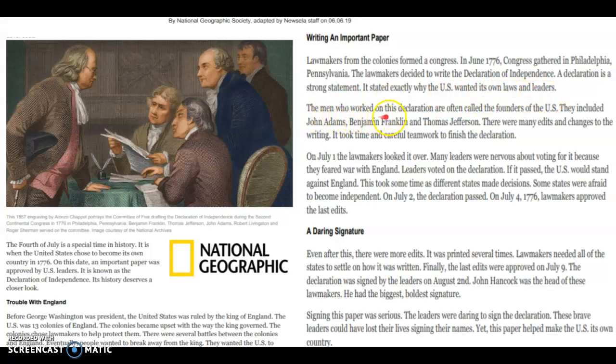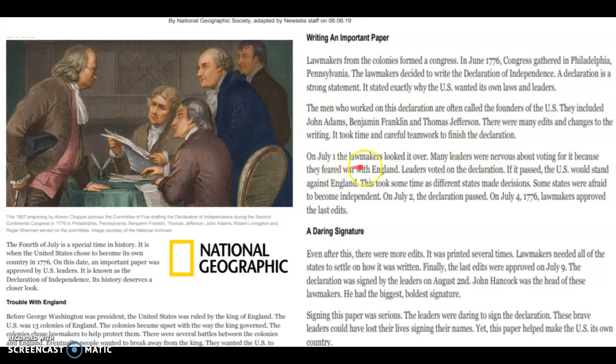The men who worked on this declaration are often called the founders of the U.S. They included John Adams, Benjamin Franklin, and Thomas Jefferson, a lot of the same guys in the picture. There were many edits and changes to the writing. Sounds like when we do our writing, when we revise and edit. It took time and careful teamwork to finish the declaration.